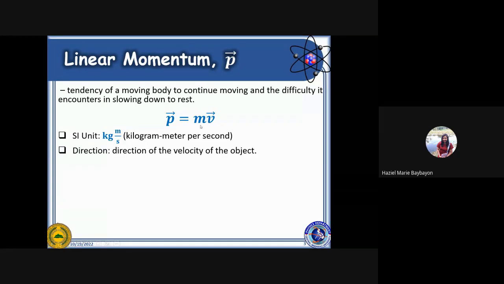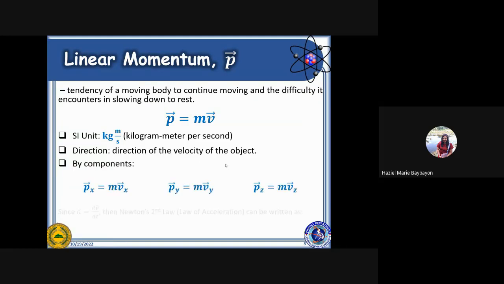Okay, so mathematically, momentum can be expressed as the product of the mass and the velocity of that object. Okay, so mass times velocity, that is equal to momentum. So its SI unit is kilograms meters per second. So kilogram meter per second is the SI unit of momentum. And then it takes the direction of the velocity. So if the velocity is directed to the left, then momentum is also directed to the left. If velocity is directed northward, then momentum is also directed northward. So it takes the direction of the velocity of the object.